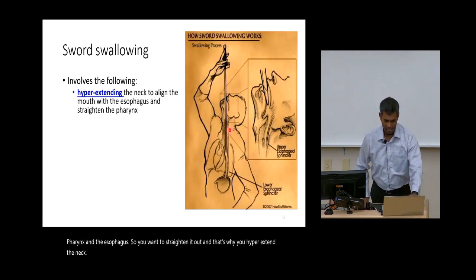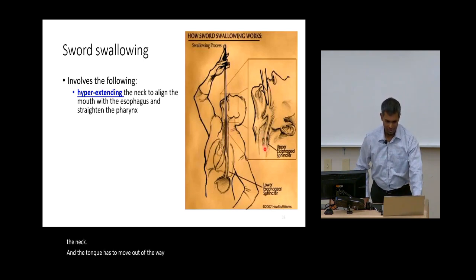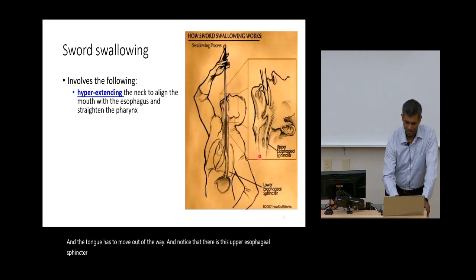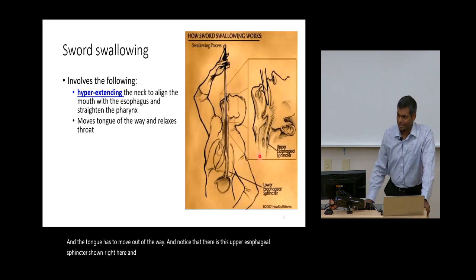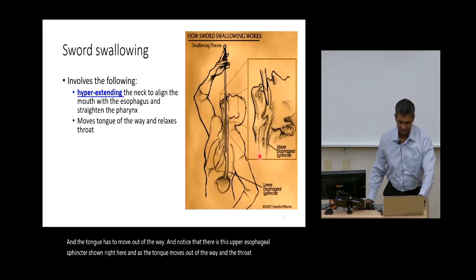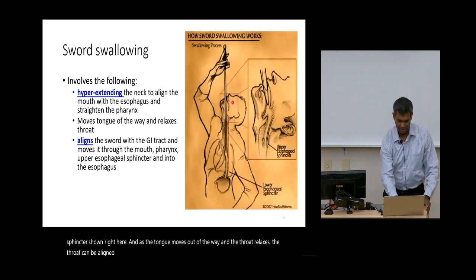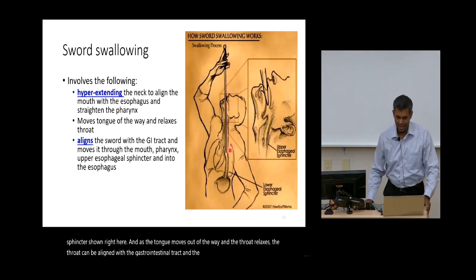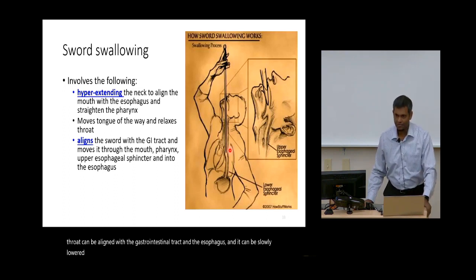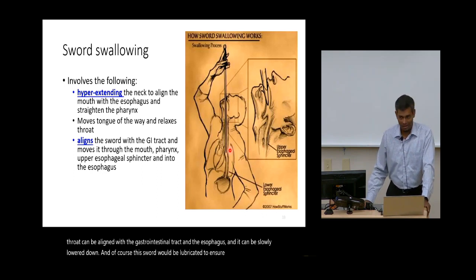And the tongue has to move out of the way, and notice that there's this upper esophageal sphincter shown right here. And as the tongue moves out of the way and the throat relaxes, the sword can be aligned with the gastrointestinal tract and the esophagus, and it can be slowly lowered down. And of course, this sword would be lubricated to ensure that it doesn't cut the gastrointestinal tract.